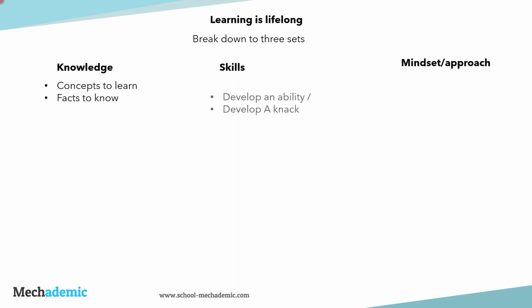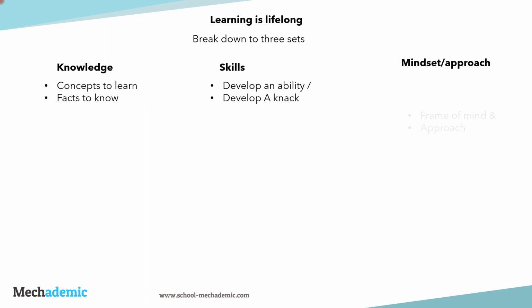Then comes the skills. Skills is developing an ability or a knack to do something. For example, driving a car is called a skill, which you develop naturally. So if you're practicing it continuously, you will develop a natural skill at doing it. So that is termed as a skill. So that's the difference between knowledge and skill. Knowledge is something which you learn as a concept, which you learn as a fact or information. Skill is which you develop through practice.